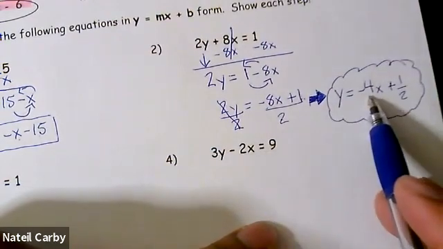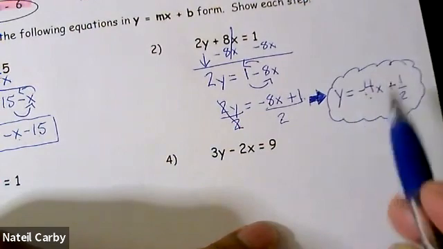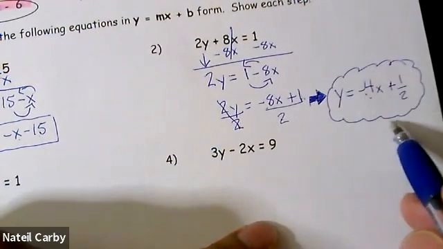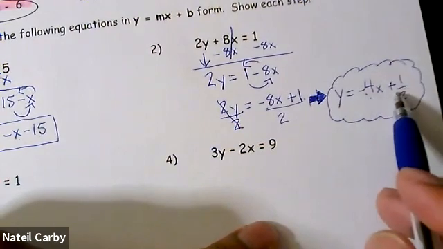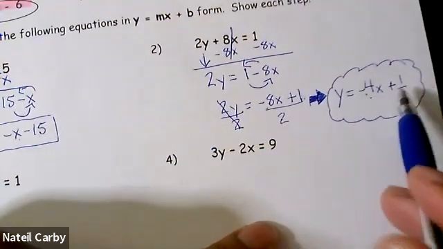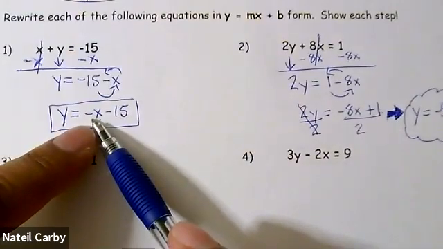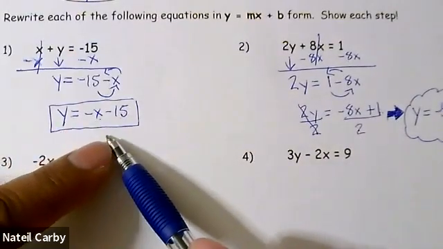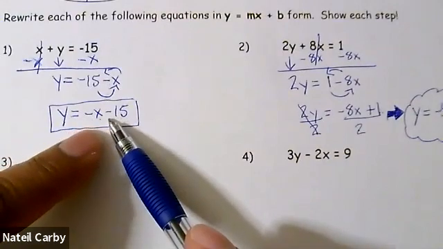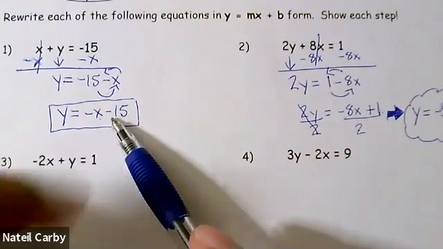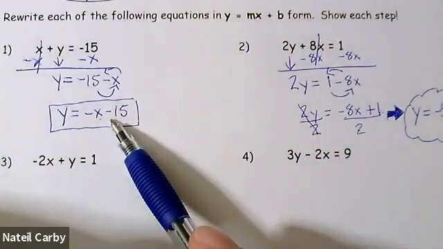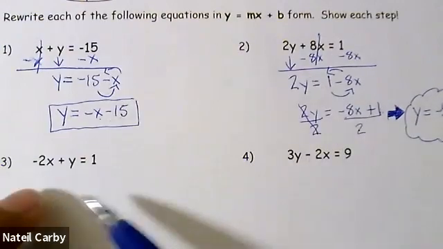Right? So here, my slope is negative 4. That means I'm going to go down 4, right 1. My y-intercept is 1/2. And I start my graph at 0.5. Over here, my slope is negative 1. So that means I go down 1, right 1. My y-intercept is negative 15. That means I start making my function at negative 15. Okay.